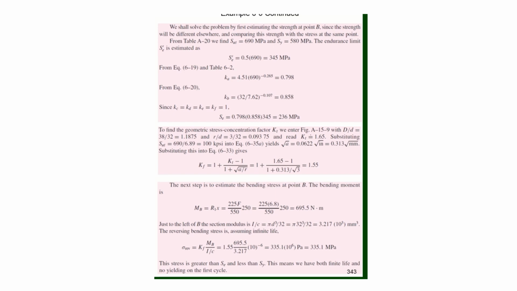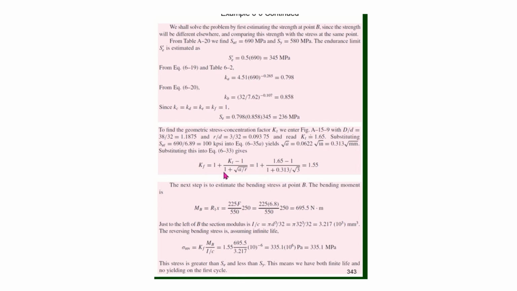We will modify the magnitude of the stress instead of using the miscellaneous little kf factor. So down here we will say little kf is equal to 1, and we will modify the stress by the fatigue stress concentration factor. So to find the geometric stress concentration factor Kt, we go to figure A15.9 with D over d equal to 1.1 and r over d equal to 0.093. And from that, we get big KT, the geometric stress concentration factor, equal to 1.65.